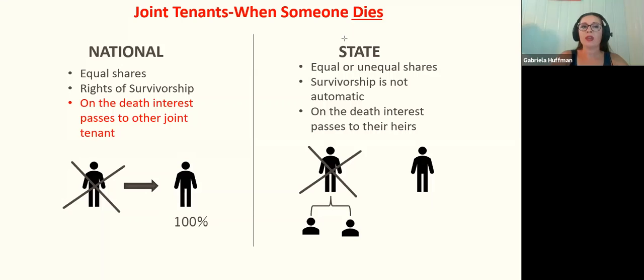If you get a joint tenancy question on the state section of your exam, notice that there is a difference here. You can have equal or unequal shares. And survivorship is not automatic in our state. It must be written in. Therefore, on the death of a person, their interest will pass to their heirs.